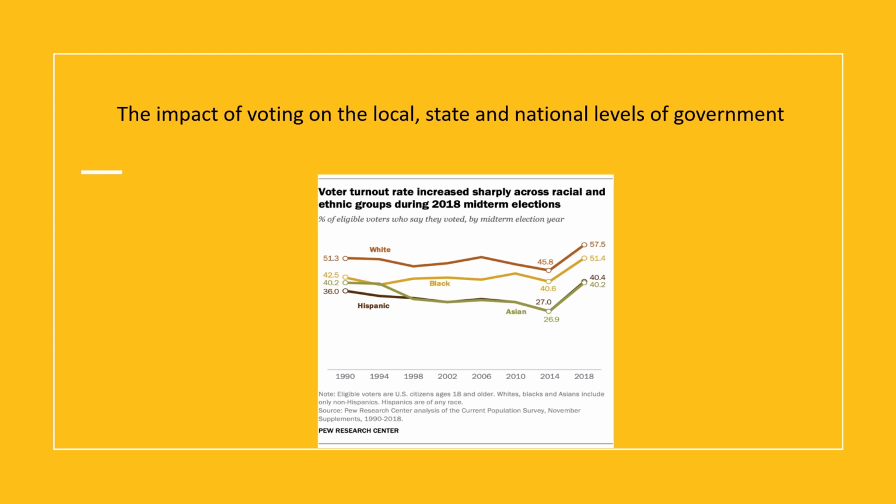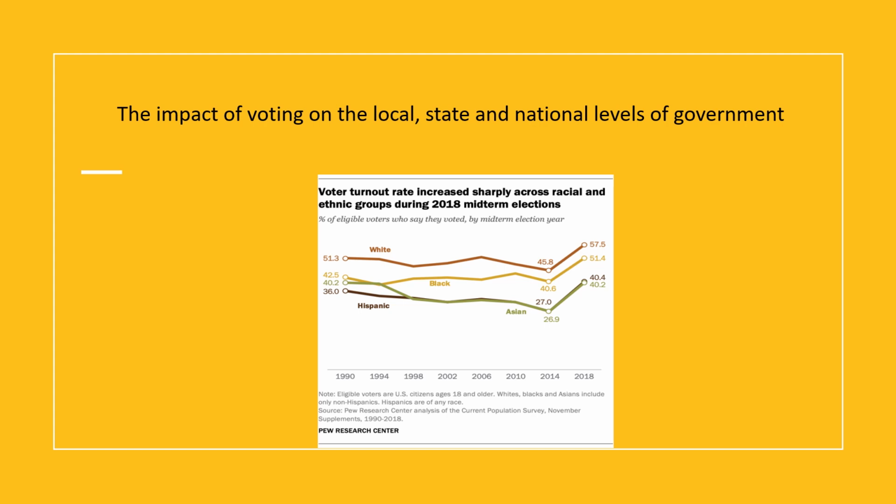So what does this mean in the context of the impact of voting on the local, state, and national levels of government? What it means is that the more that you and I participate in the electoral process, if we vote in every election that we are eligible to vote for, for example, what that means is that public officials will then know that we are watching them once they're elected.